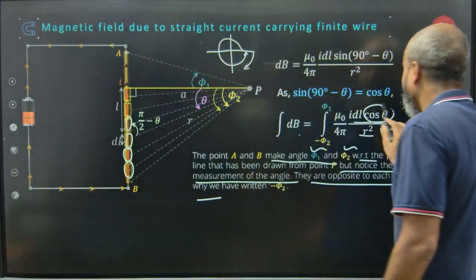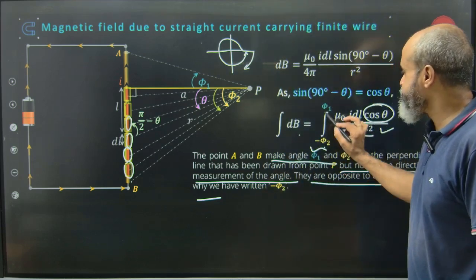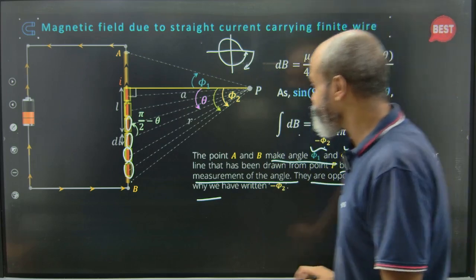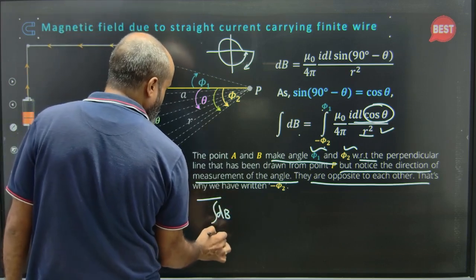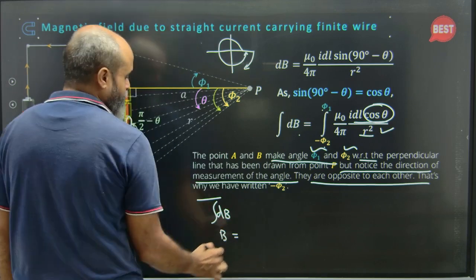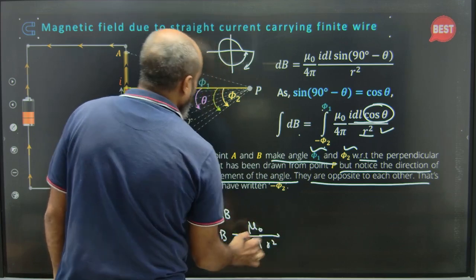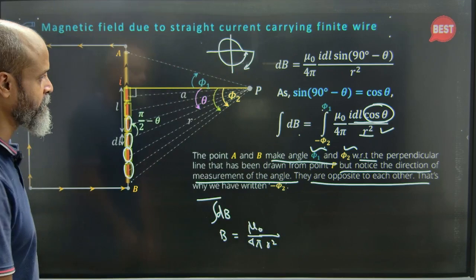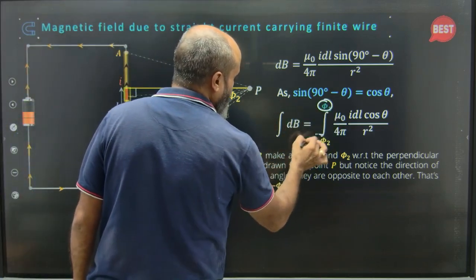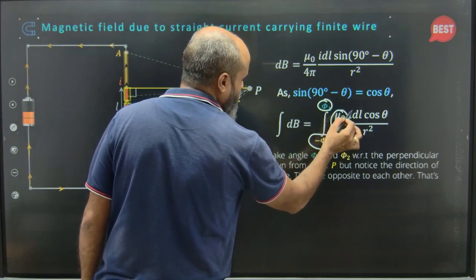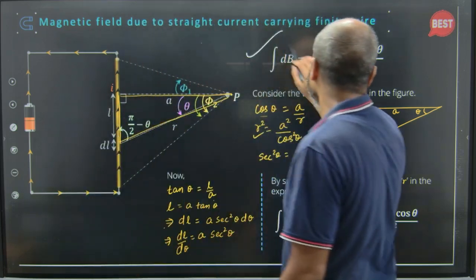Now here we have a cos theta factor. So obviously cos theta will depend upon the angle. So here we have minus phi 2 and here we have phi 1. If we integrate this, what do we get? dB integration will give you the magnetic field, mu naught by 4 pi, and r square has to be dealt with. So from phi 1 to minus phi 2, mu naught by 4 pi will come out, I will also come out. Now we will have to see about the other factors.